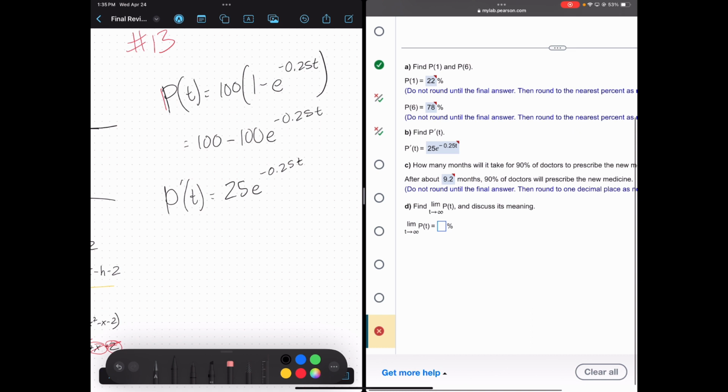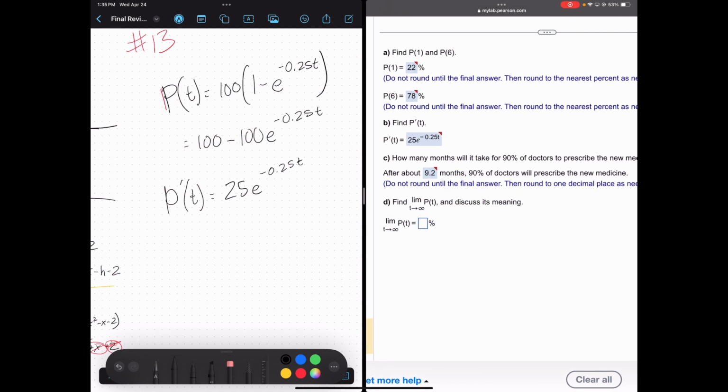Awesome. Part C. This one you might need to read through a couple times. How many months will it take for 90% of doctors to prescribe this new medication? Part B, we just calculated the derivative. Does this involve the derivative? It does not. I don't actually need the derivative for this at all.